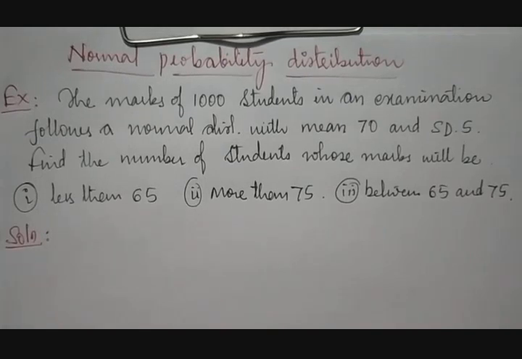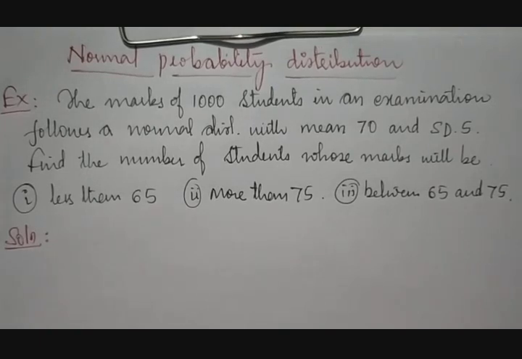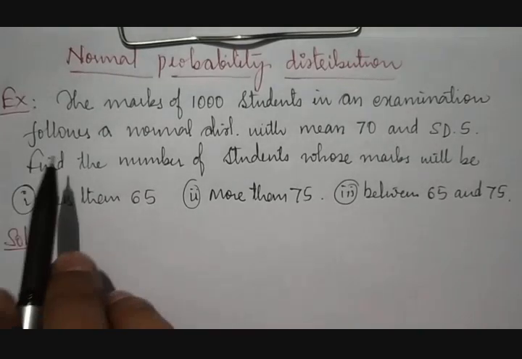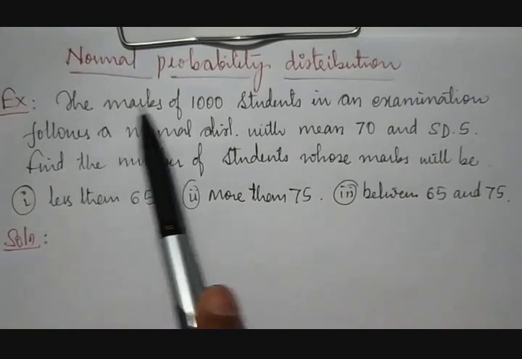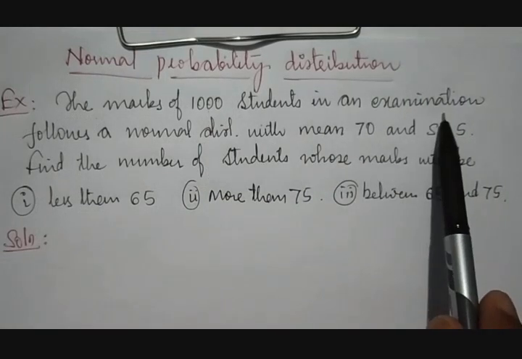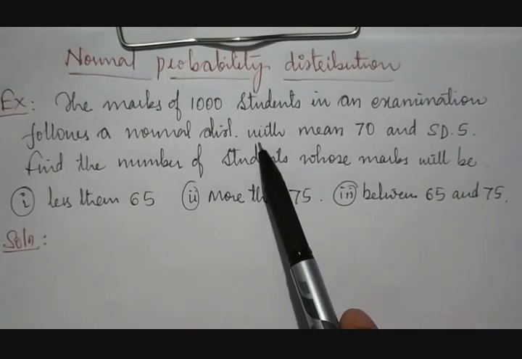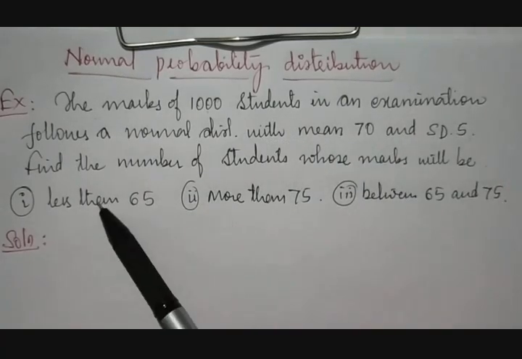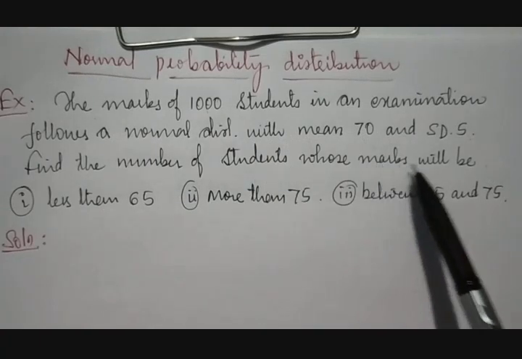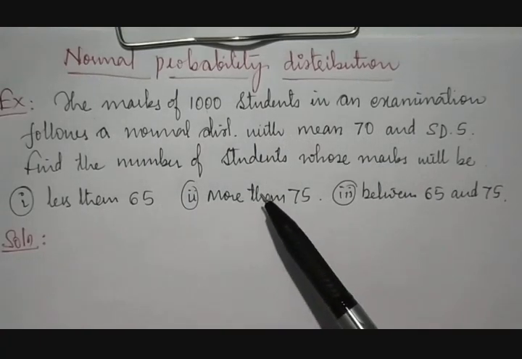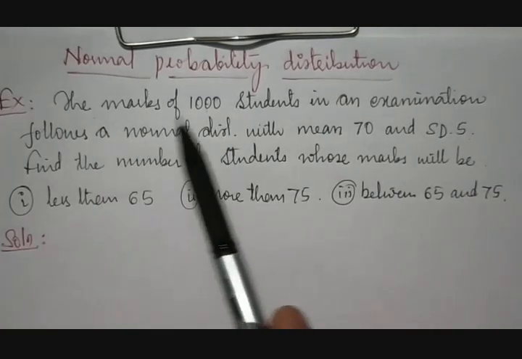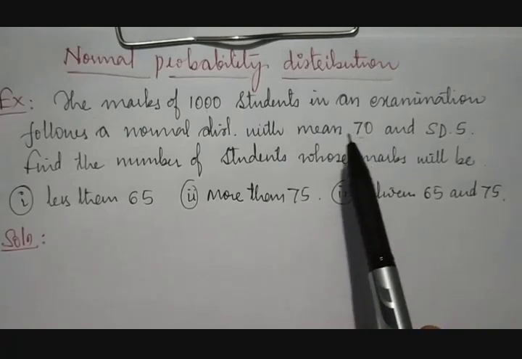Now we'll discuss an example on normal probability distribution, and it is related to students and their marks scored in examination. The question is, the marks of 1000 students in an examination follows a normal distribution with mean 70 and standard deviation 5. Find the number of students whose marks will be less than 65, more than 65, between 65 and 75. What they said, average marks scored by a student is 70.